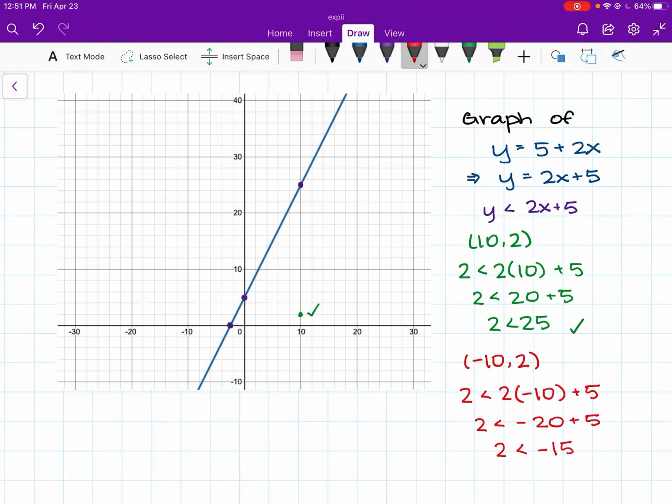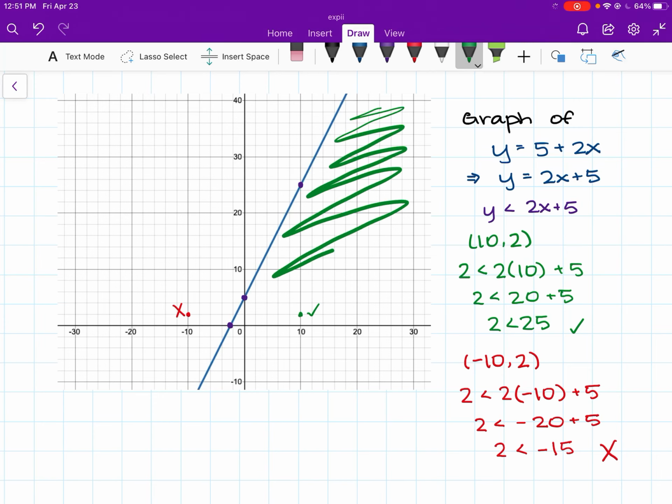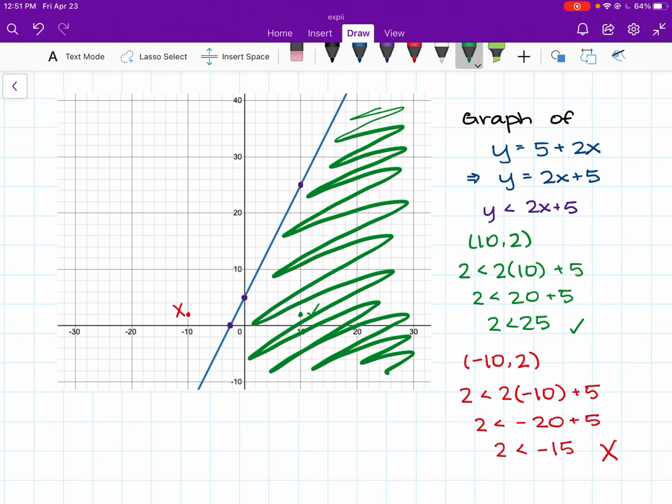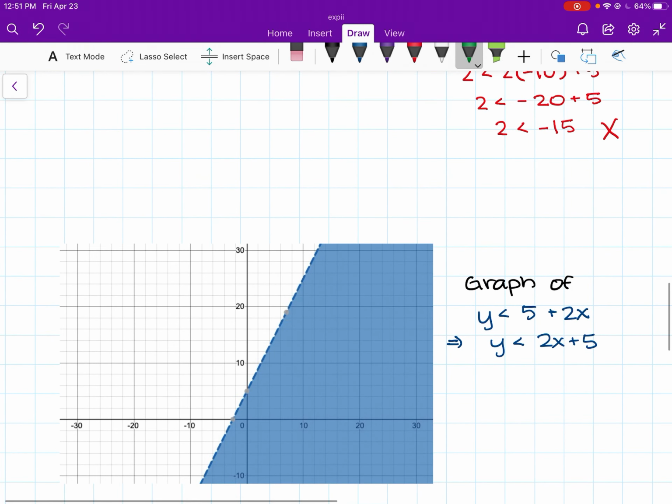Is that true? Is 2 less than -15? No, that is not true. That means this point here is not true. So we can say that this is probably going to be the shaded region of this inequality. And so it is. We shaded in the region of the inequality, and if you notice, we have a dotted line, because this inequality is not a less than or equal to, it is simply a less than.